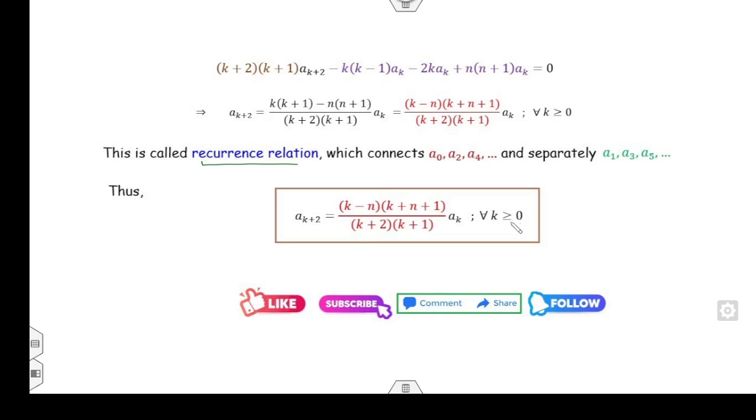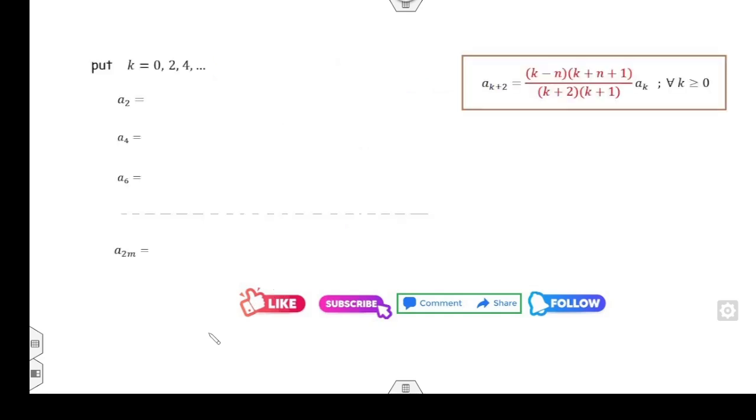Fine. Now since k is greater than or equal to 0, I can substitute the value of k is equal to 0. You will get the value of a2. When I substitute k is equal to 1, you will get the value of a3 and so on. So initially I can substitute the even k, you will get a2, a4 and so on. How can you find a2? I can take k is equal to 0. तो k 0 फिल करो, minus n plus 1, 0 plus 2 is a 2 into 1 of a naught.